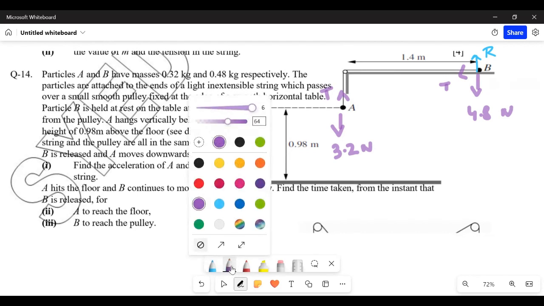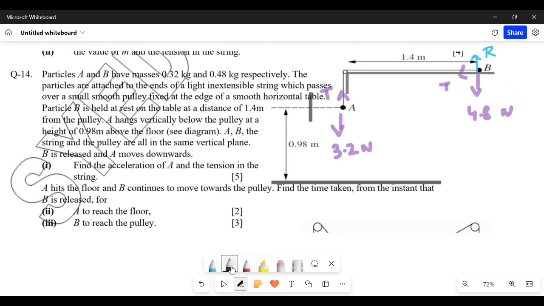Okay, so they've given you the direction of motion. A moves downwards, that means B moves towards the left. Find the acceleration of A and the tension in the string. So again we use forward minus backward is equal to m a.